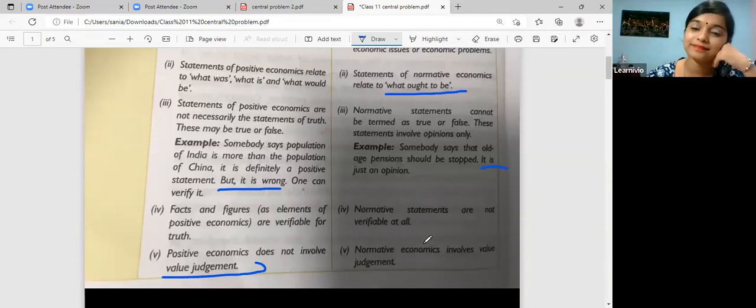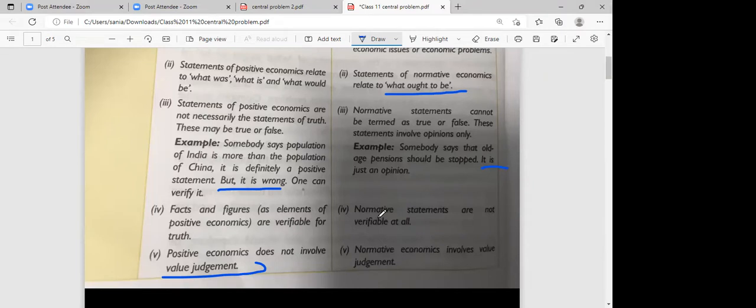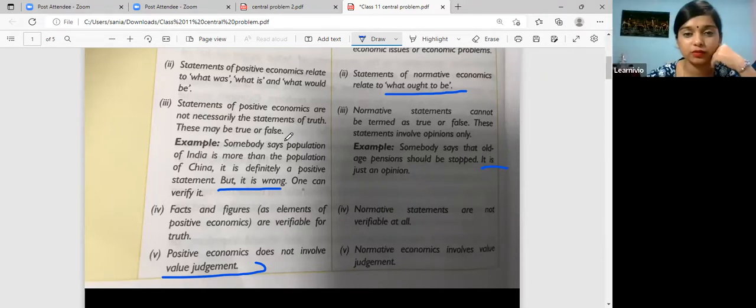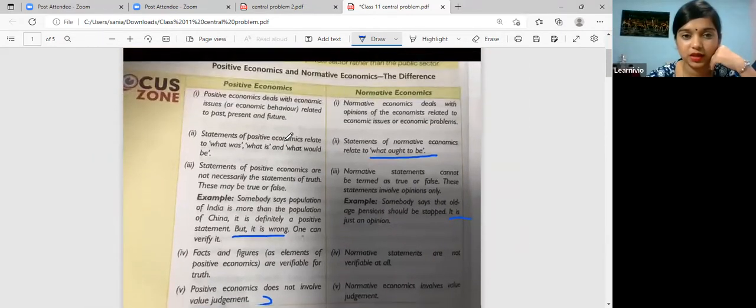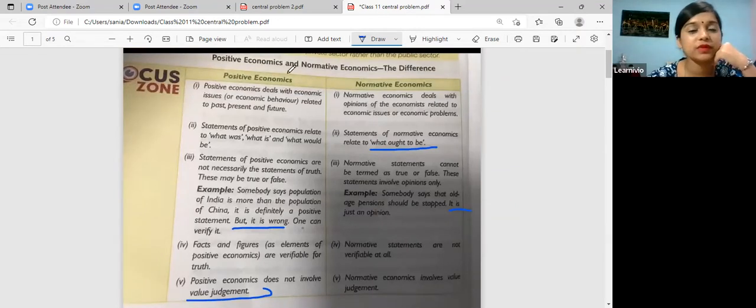Clear? Yes, ma'am. So now you will write it down. I am just giving you 5 minutes. Just give a heading, the difference between positive economics and normative economics. Then just draw a line, positive and normative. Clear? Yes, ma'am.